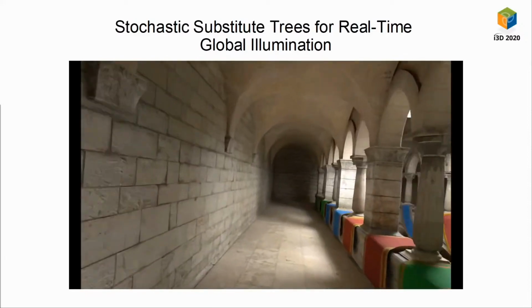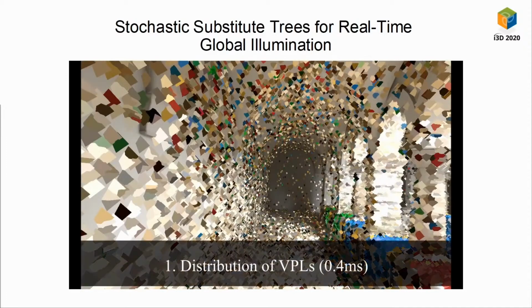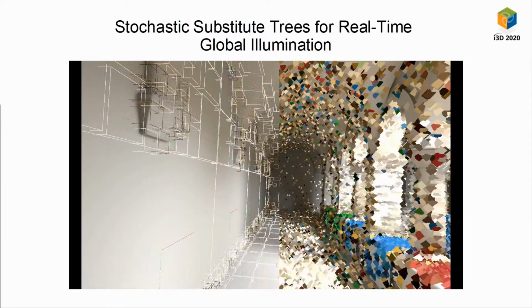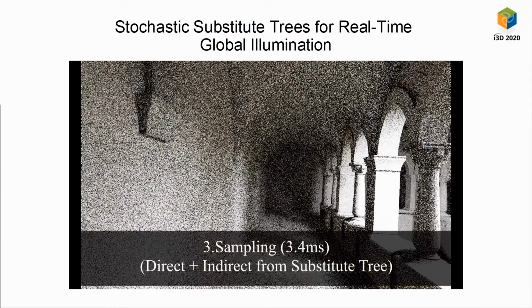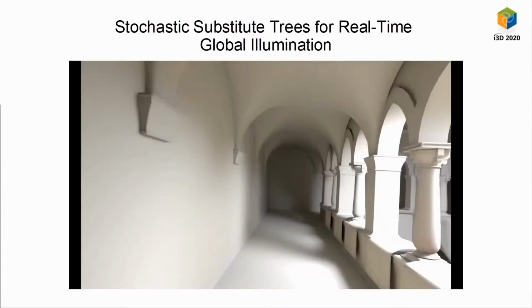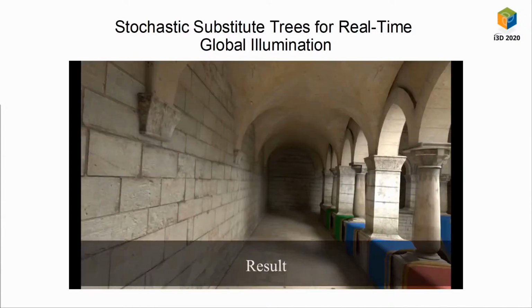In each frame, we distribute virtual point lights and construct our tree over those lights by clustering according to Morton codes, which allows us to support fully dynamic scenes. The tree is then sampled, resulting in a noisy image, which is then denoised and temporally filtered to obtain the final image.